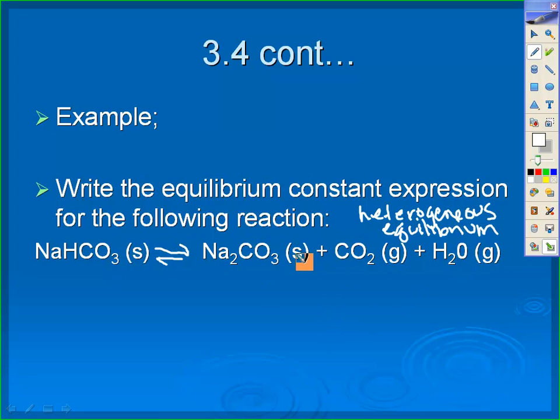So you have solids and you have gases. So you have a heterogeneous equilibrium. To set up my KEQ, first of all, I need to make sure it's balanced, which it's not. So I'm going to need 2 NAs, it looks like, over here. 2 H's, 2 H's, 2 C's. I'm going to need 2 C's there, it appears.